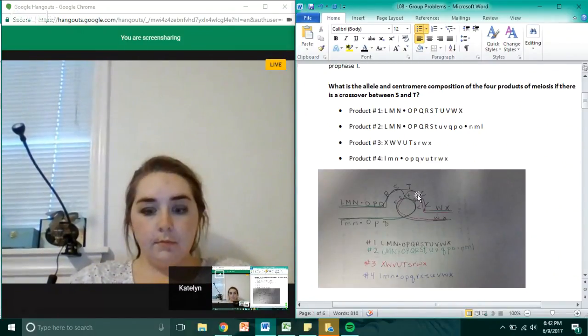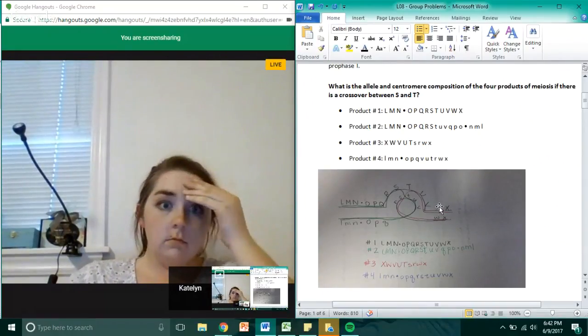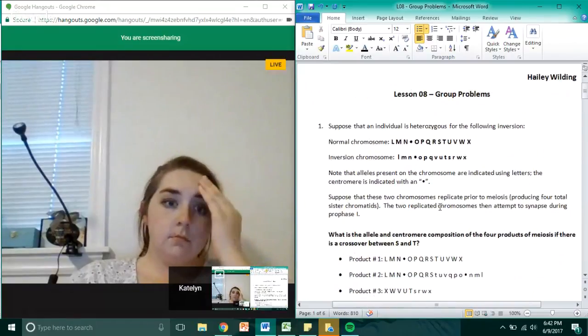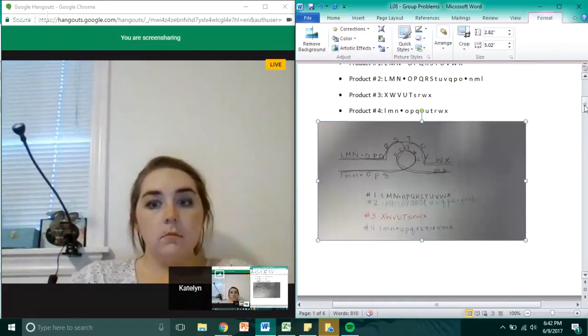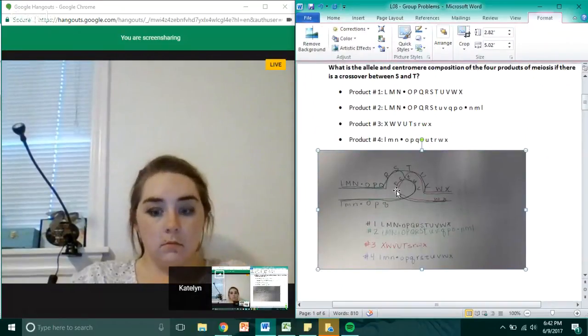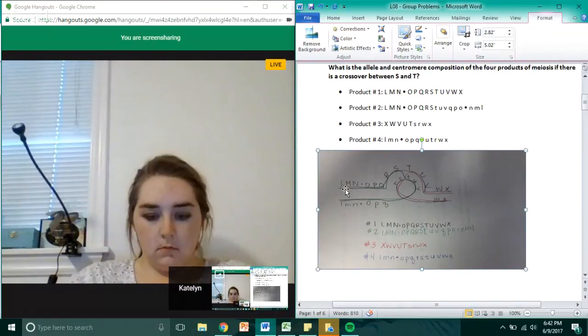And so product 1 is just the original chromosome. And then product 2, you follow this line, start here, and you go over. And when you get to S, you cross over to T here, and then you just keep following the loop around. So you get to the end, producing a dicentric.